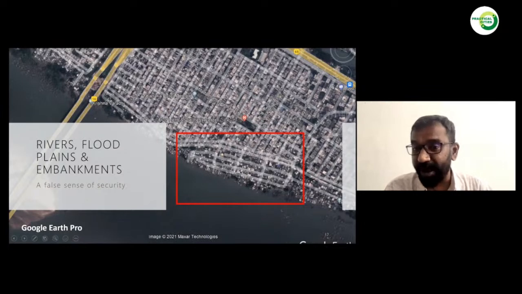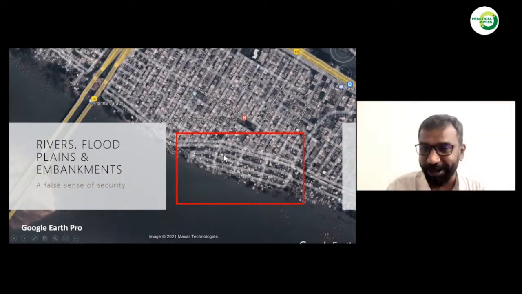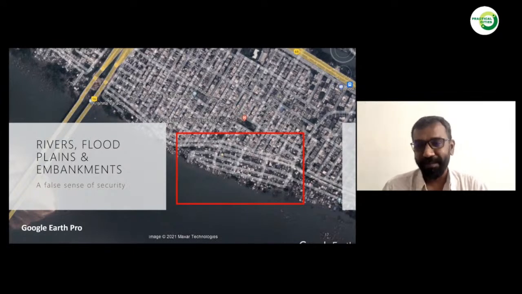Then people actually went over the embankment and started constructing their houses around it. The second embankment was constructed to protect those people, and then the third embankment, and then the fourth embankment. So if you look at the current situation, new houses are still coming up beyond the embankment level, and they are heavily in the floodplain. That's something we need to change.